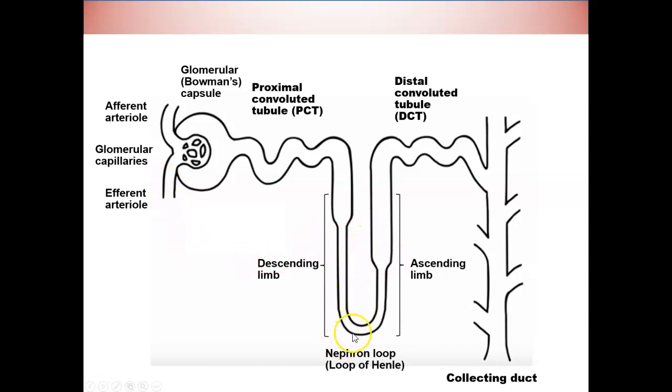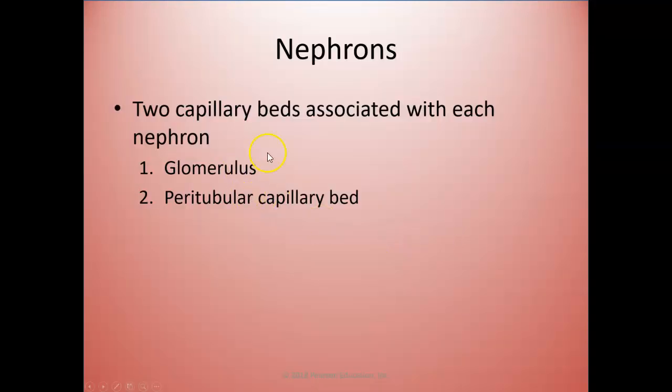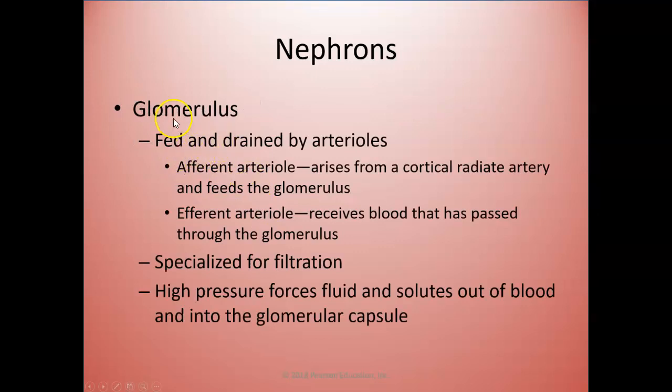So they're going to pick stuff up, and then it's going to go back down through here to that collecting duct. Okay. So these two capillary beds, the glomerulus and the peritubular bed, as we just mentioned. The glomerulus capillary bed is fed and drained by the arterioles, the afferent arteriole and the efferent arteriole. So that gets blood, passes the blood on, and they're specialized for that filtration with those podocytes.